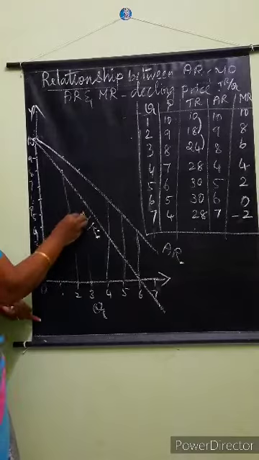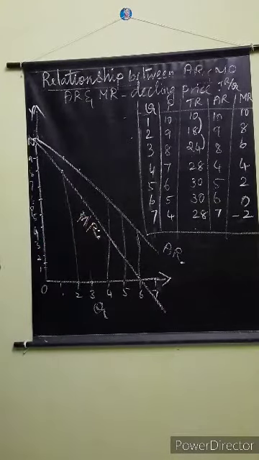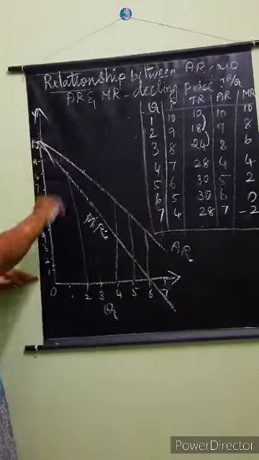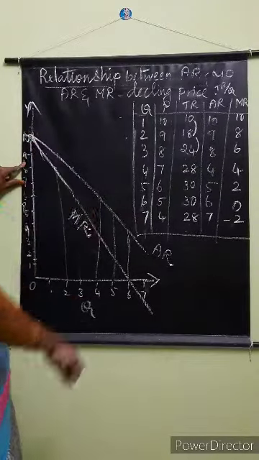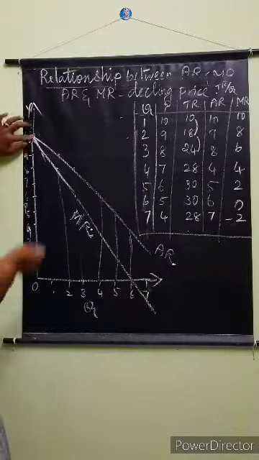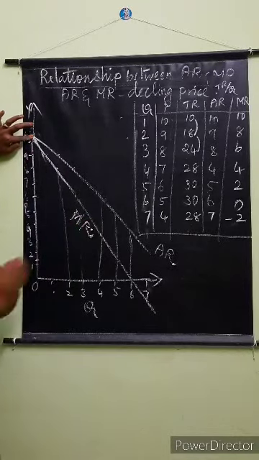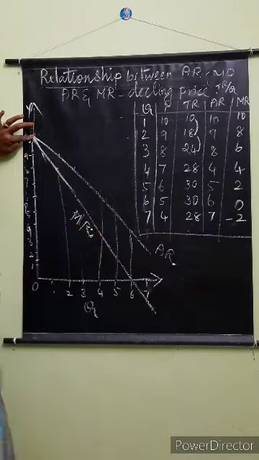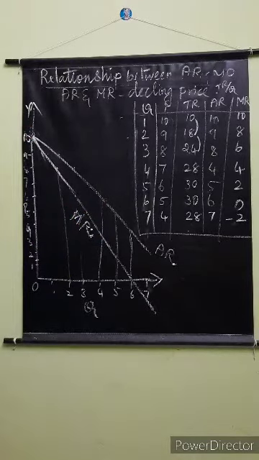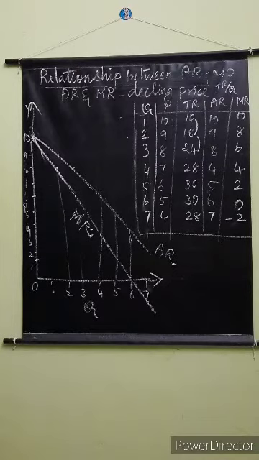Do you understand? AR curve and MR curve starting point இதுதான். The AR curve lies above the MR curve. MR curve lies below the AR curve. So when the price declines, the AR curve and the MR curve fall down, slope down, but MR falls lower than AR. You understand, girls?